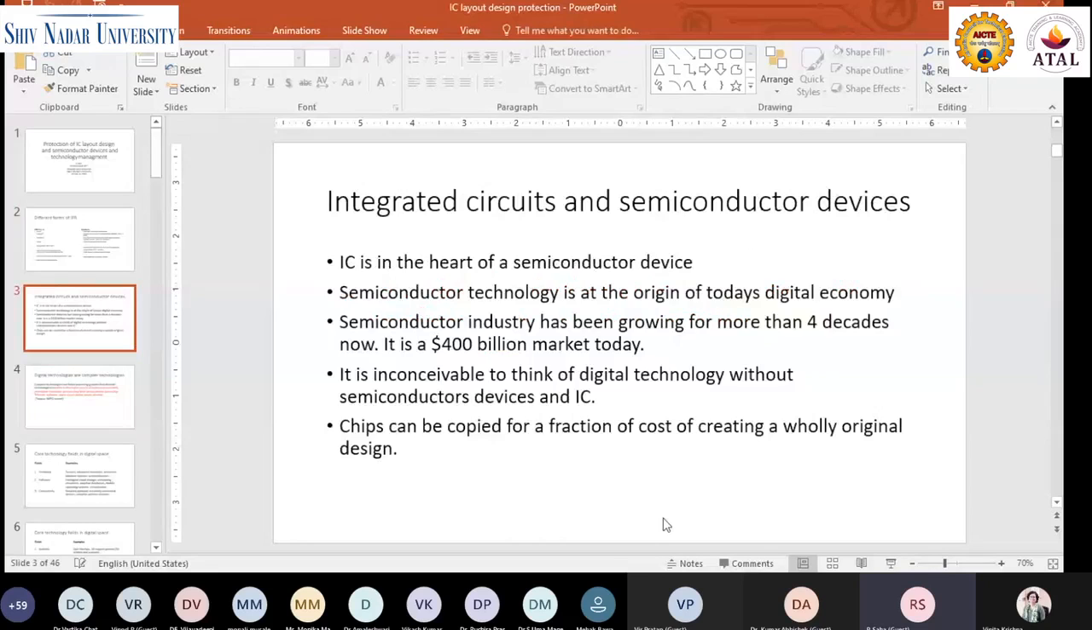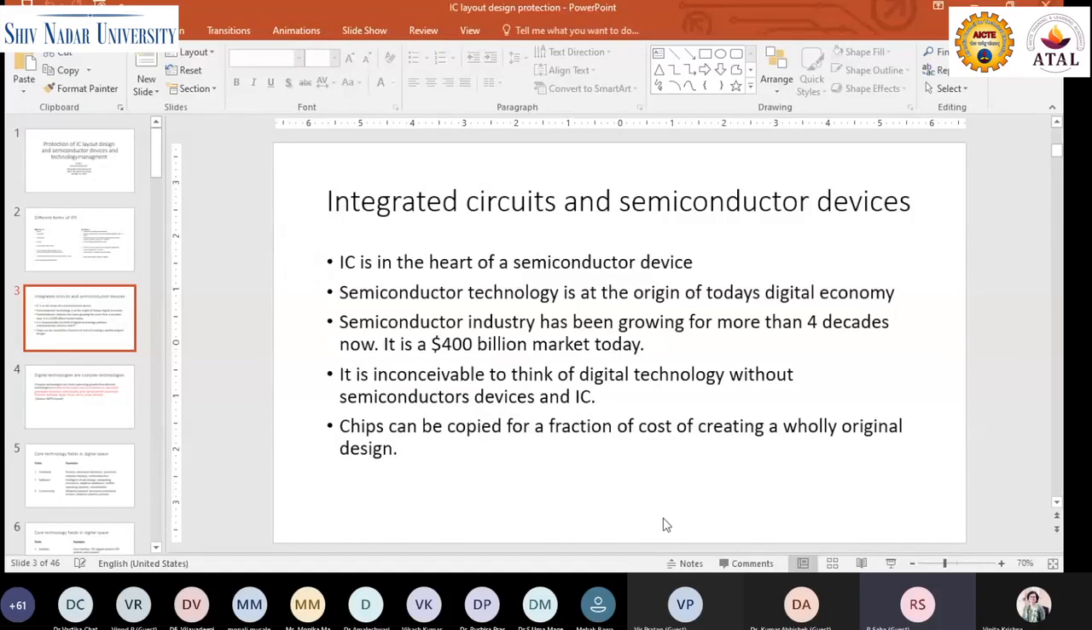So looking at ICs, the integrated circuit is at the heart of a semiconductor device. I'm sure students or faculty from this discipline know what this really means, but there are people from other than computer science or electronic backgrounds. For them, it's necessary to know that the IC is at the heart of a semiconductor device. These are some broad pictures.